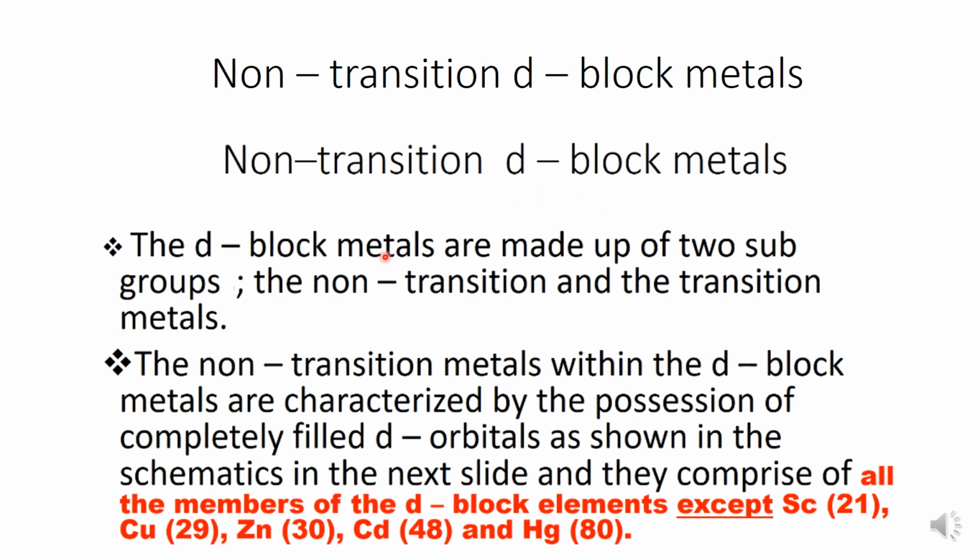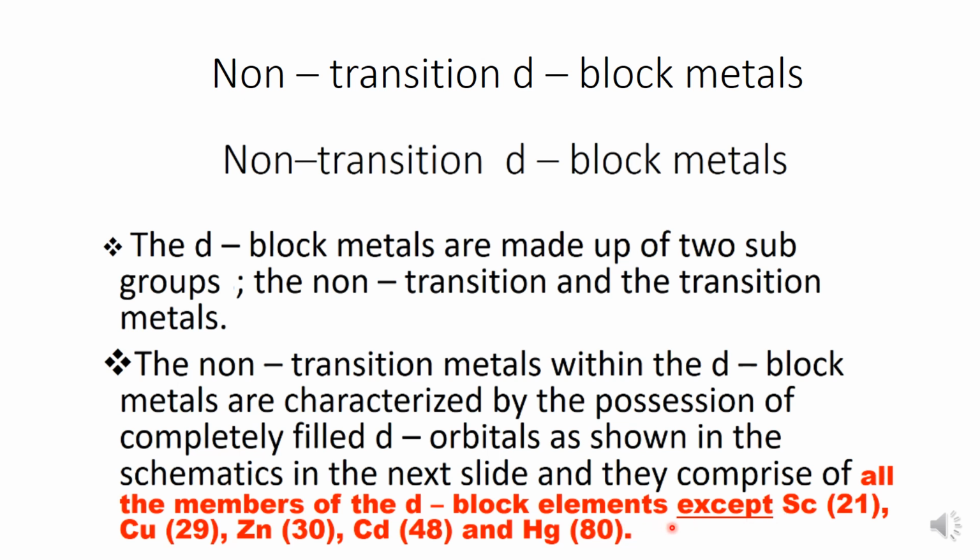As we had stated earlier, the D block metals are divided into two major classes: the non-transition d block metals, and the transition d block metals. The non-transition d block metals within the family are characterized by the possession of completely filled d orbitals, as shown in the schematics in the next slide. And they comprise of all the members of the d block except scandium, copper, zinc, cadmium, and mercury.